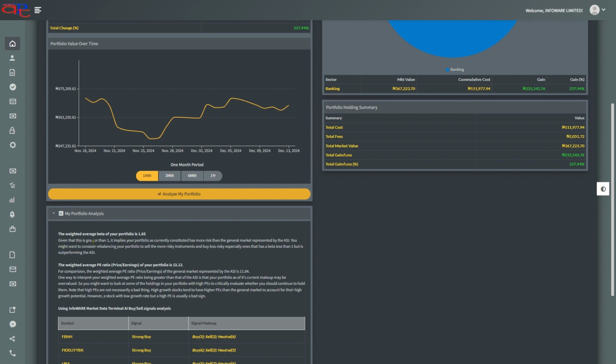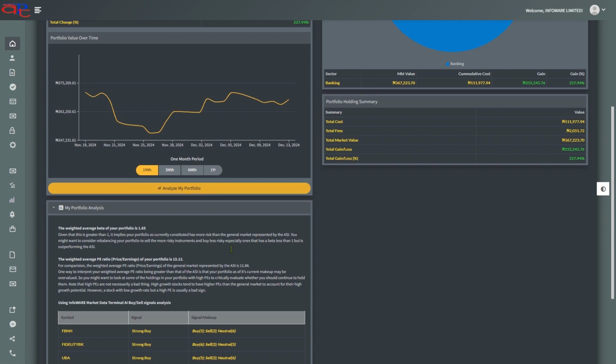It says, given that this is greater than 1, it implies your portfolio as currently constituted has more risk than the general market represented by the ASI. You might want to consider rebalancing your portfolio to sell the more risky instruments and buy less risky ones, especially ones that have a beta less than 1 but are outperforming the ASI. Reading through that, it's more like you have a portfolio analyst right there beside you, giving you a breakdown of how your portfolio is doing, things you might want to consider, and actions you might want to perform.